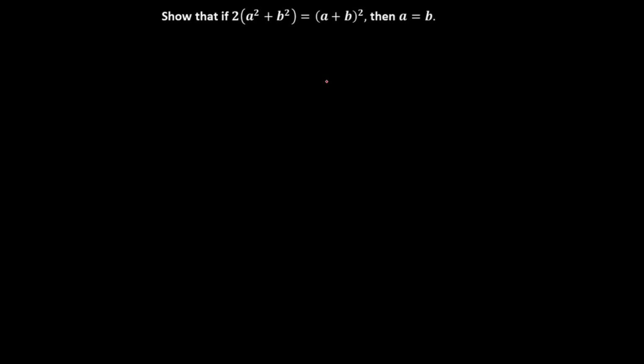Show that 2 times (a square plus b square) is equal to (a plus b) whole square. What was the question? Show that if this is there, I am to prove a equal to b. Let's see how to prove it. The given part is 2(a square plus b square) is equal to whole square of (a plus b).